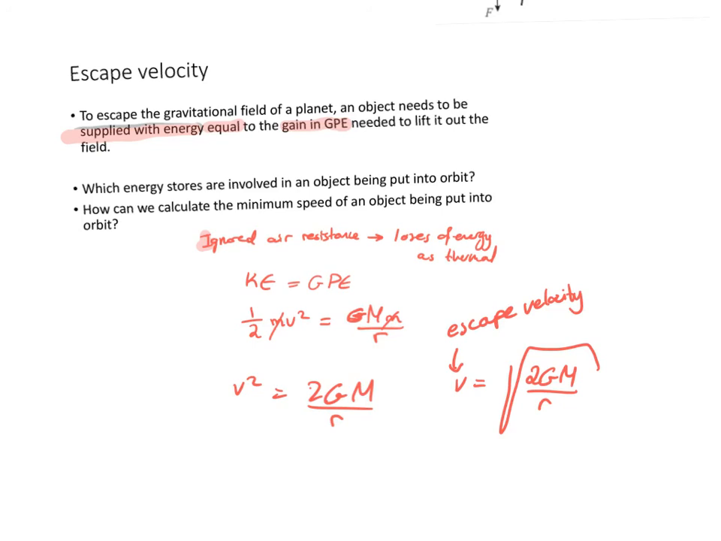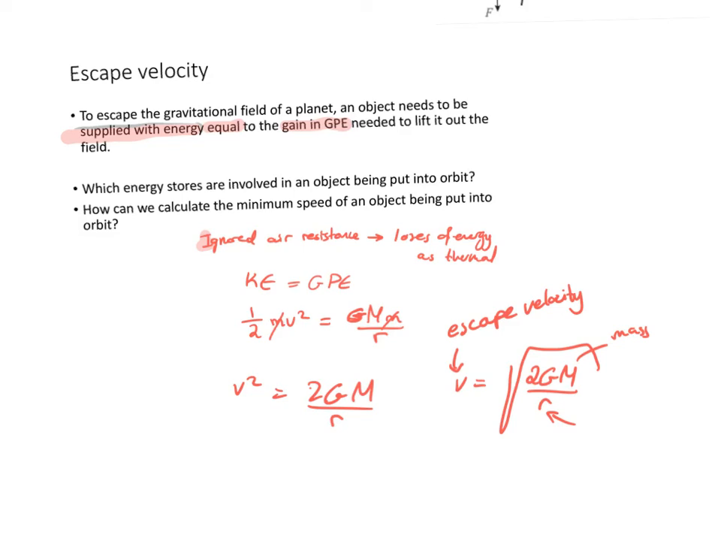G is the gravitational constant. M is the mass of the object whose gravitational field we're trying to escape, and r is the distance from the center of that object. So the escape velocity on any planet will be the same for any object regardless of what mass they have, because the mass is not included, it cancels out.